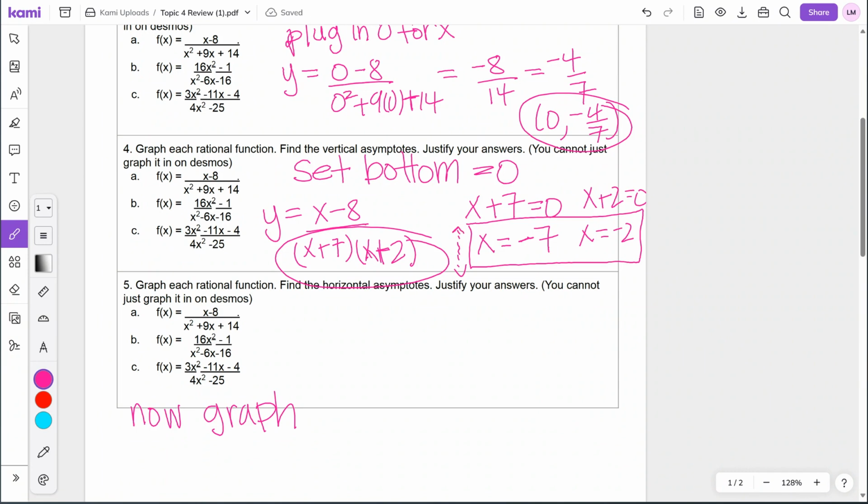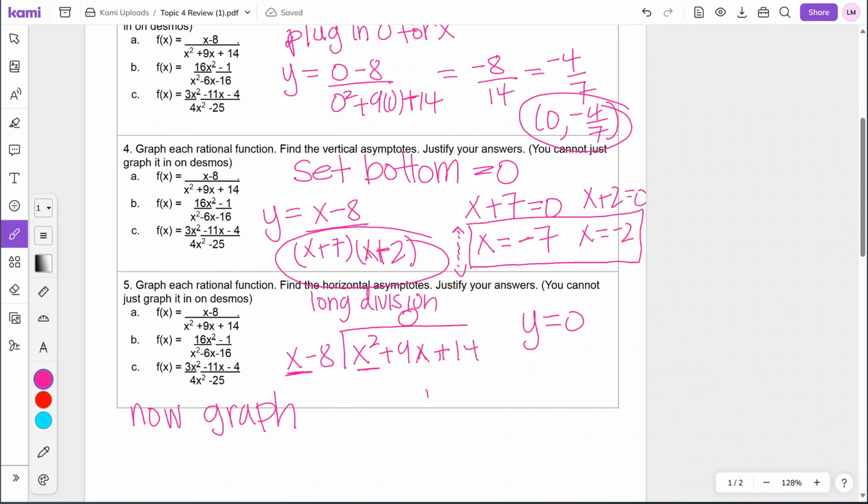Alright, horizontal asymptotes. Remember, I do long division for this. So the bottom goes on the outside of the division. This is going to be a problem because there isn't anything I can multiply by x to get x squared, so that's 0. So y equals 0 is my horizontal asymptote.